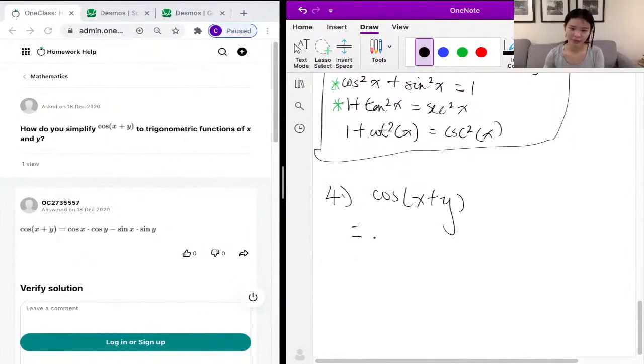Okay, so what's cos(x + y)? Cos(x + y) is equal to cos x cos y plus sin x sin y, I think. Yes, I think it is. Or actually, it's minus sin x sin y.